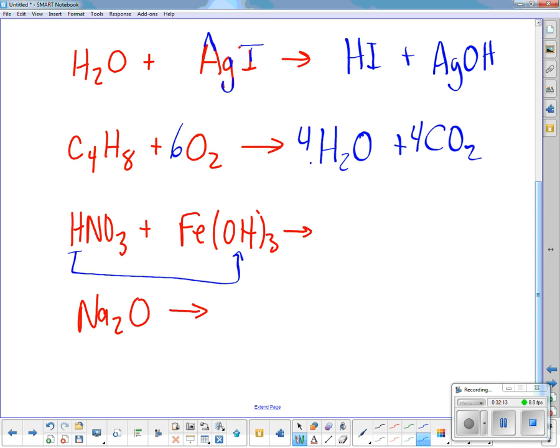So these two go together, and then these two will go together. So I need to know the charges. Hydrogen's a +1, nitrate is a -1, hydroxide we did up above was a -1. I have 3 of them, so iron is what charge? +3. Okay, what am I making? What do I get?